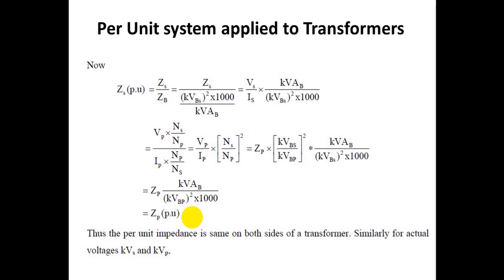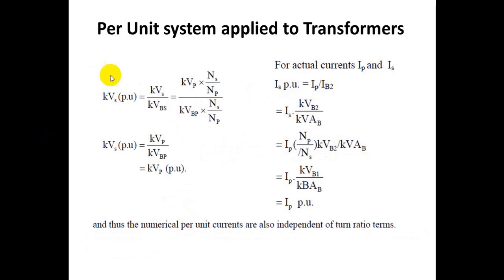For actual voltages in kilovolts, for primary and secondary, kVs per unit will be equal to the kVs actual value over the base value, which is equal to kV primary per unit. So the per unit values of kilovolt will also remain the same on the primary and secondary sides, and the same is true for the currents. You can go through this derivation to verify that Is per unit is equal to Ip per unit, and kVs per unit is equal to kVp per unit. Thus the numerical per unit currents are also independent of the turns ratio terms.